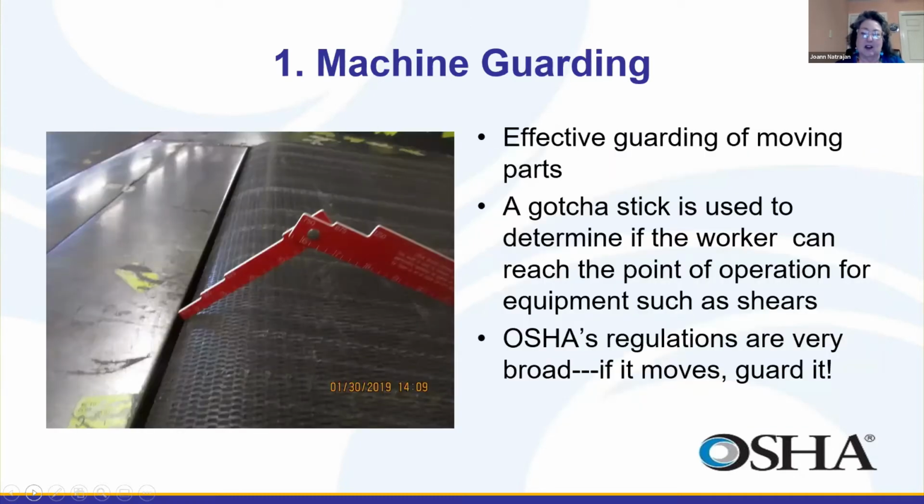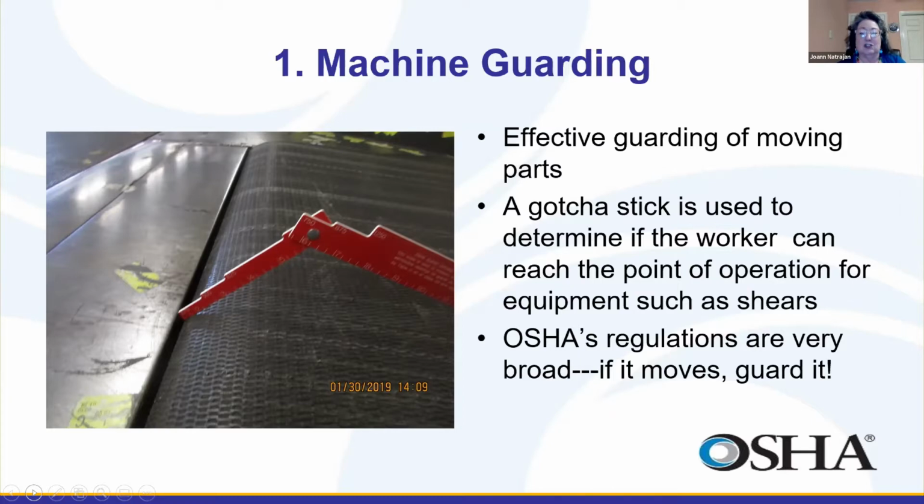So also number one, this is a conveyor. And I wanted to show this particular piece of equipment. It's called a gotcha stick. And you can buy these. They're about 10 or 11 bucks, I think, on Amazon or wherever. But what it does is it imitates a person's hand and arm. Okay. There's a table in the OSHA regulation that has all these different openings depending on how far you are from the point of operation on a piece of equipment. Well, a gotcha stick just imitates that.